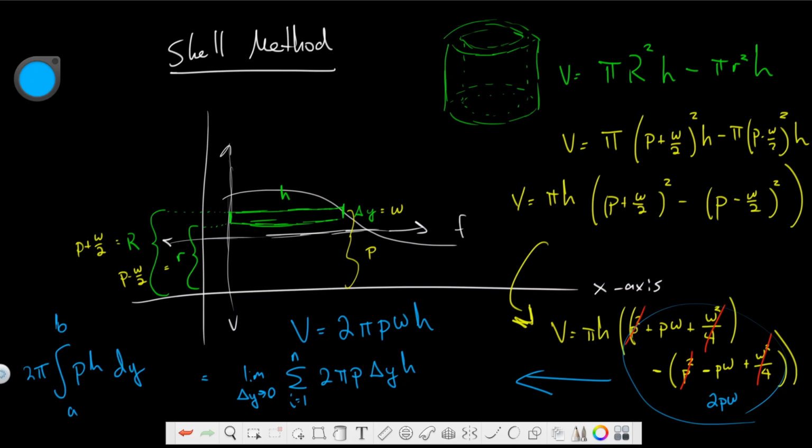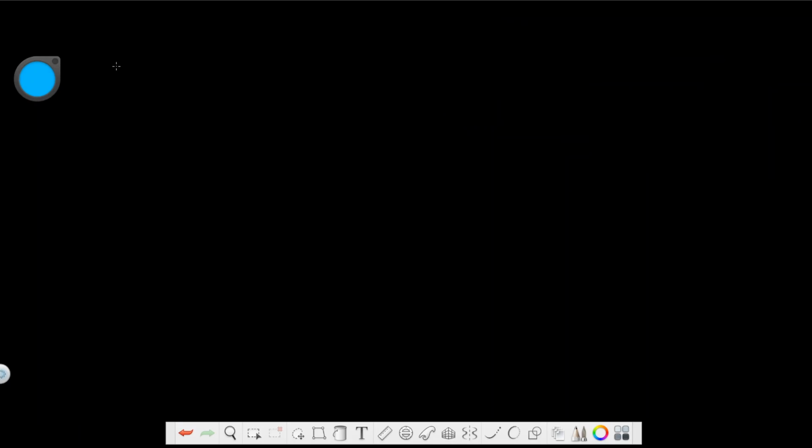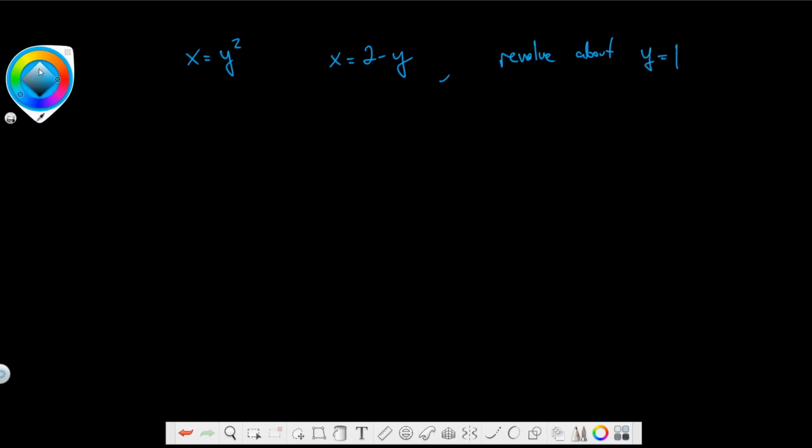All right, with that said, let's do the previous example that we did, but with this formula instead. So we want to take the two curves x equals y squared and x equals 2 minus y, and we want to revolve around, or about, the line y equals 1. All right, let's go ahead and get those curves.